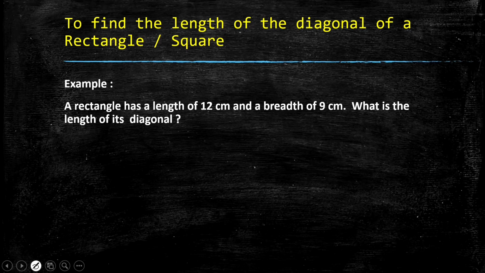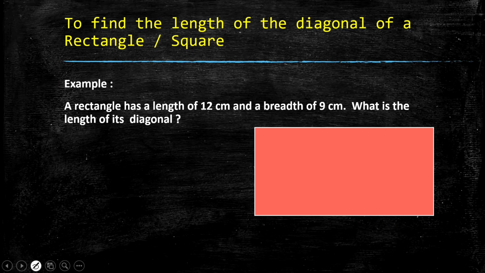Here in this example, a rectangle has a length of 12 centimeter and a breadth of 9 centimeter. What is the length of its diagonal? So let's draw a rectangle. Consider this rectangle as A, B, C, D. And let's find the length of this diagonal. Sorry, I couldn't draw the diagonal properly. So BD is the diagonal. It should be a straight line. Now we have to find the length of BD.